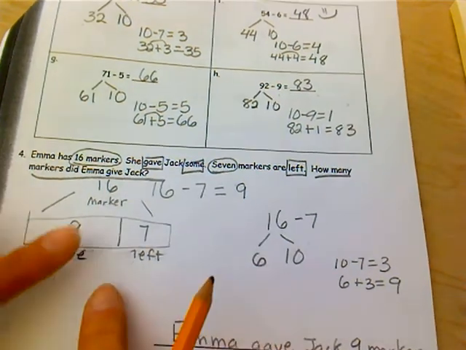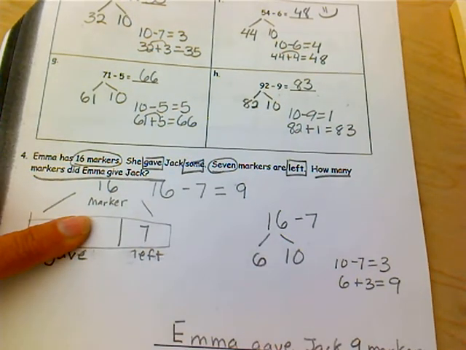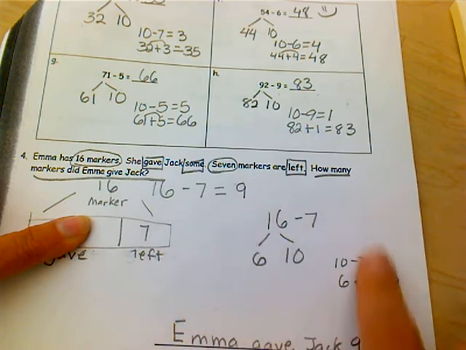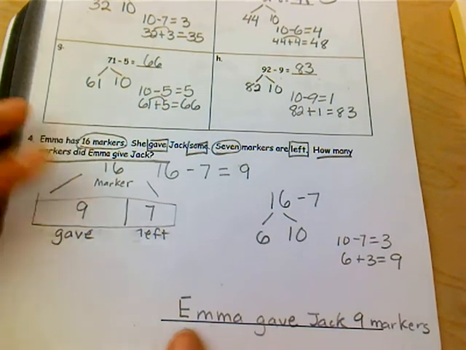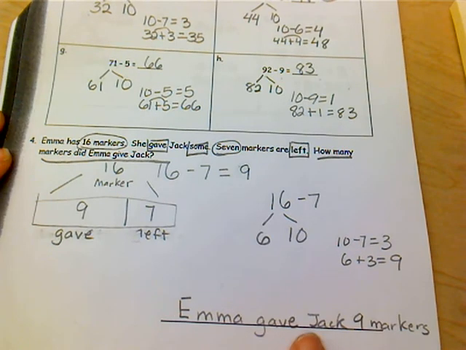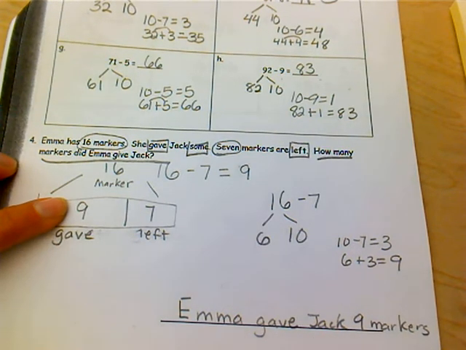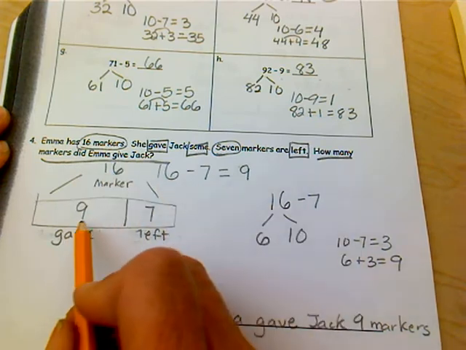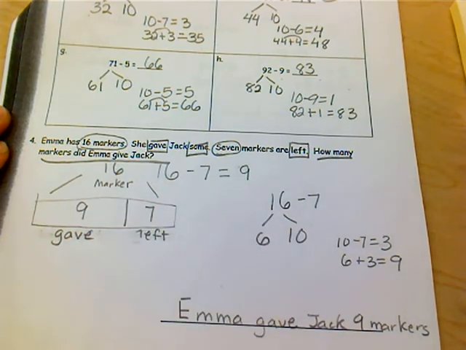Well, when I started off, I didn't have a 9 there. But if I set this problem up and solved it using what I've been showing you today, then it's very simple to see that Emma gave Jack 9 markers. I finished filling in my number bond because 7 and 9 are 16.